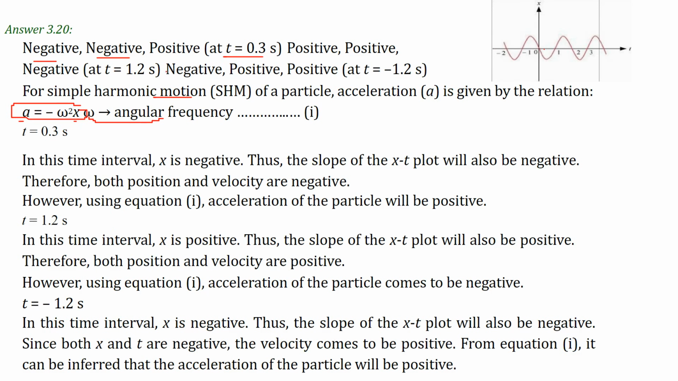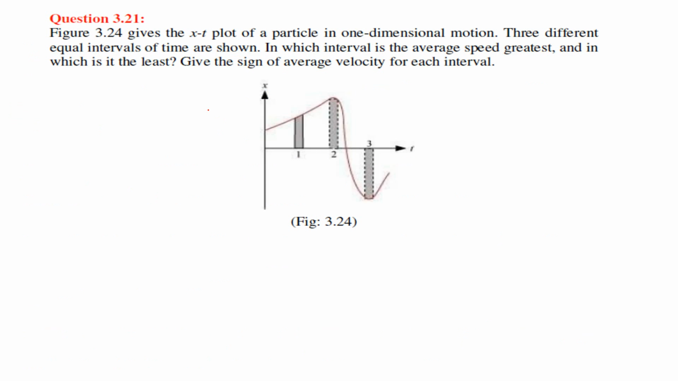In the second interval, t equal to 1.2 second, the position and velocity both are positive. But if you put the value in the acceleration formula, you get negative. In the third one, t equal to minus 1.2, x is negative now, and the slope of this x-t graph is negative at this point. Both x and t are negative. The velocity becomes positive, and if you put the values here, it can be found that the acceleration of the particle will be positive.